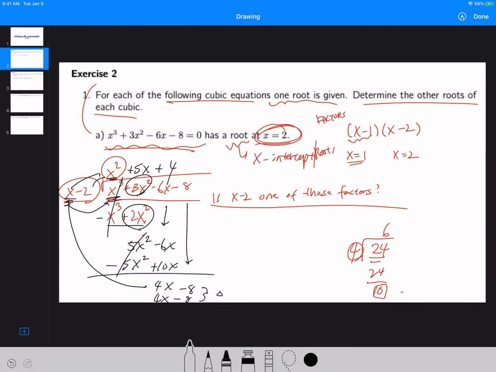And what do you know? If you subtract that, you get a 0. So, is x minus 2 one of the factors? Yes, because the remainder is 0.